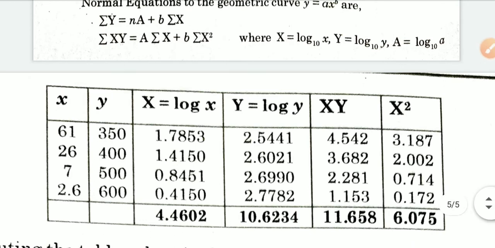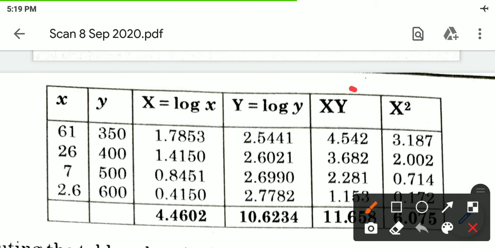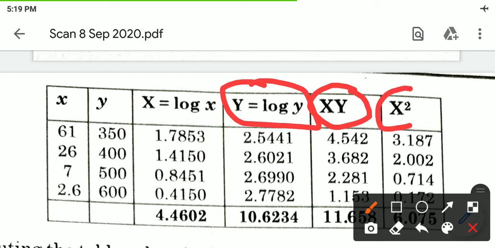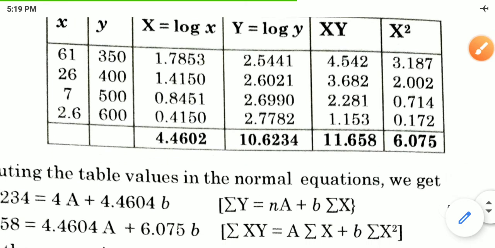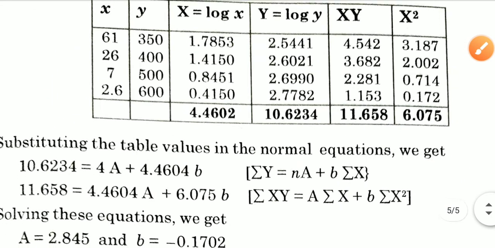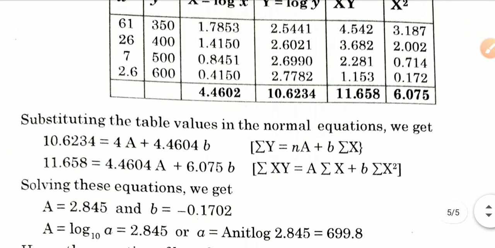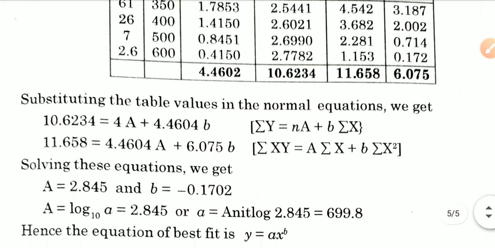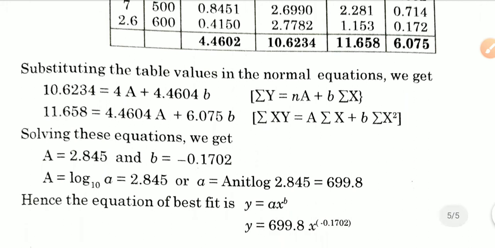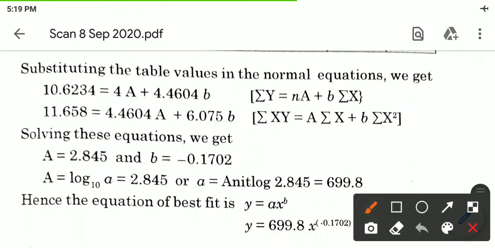And similarly, you have to find X into Y, where log10 y is capital Y, and X squared. Sum all of them, put all the corresponding values in the normal equations. You get capital A and capital B.